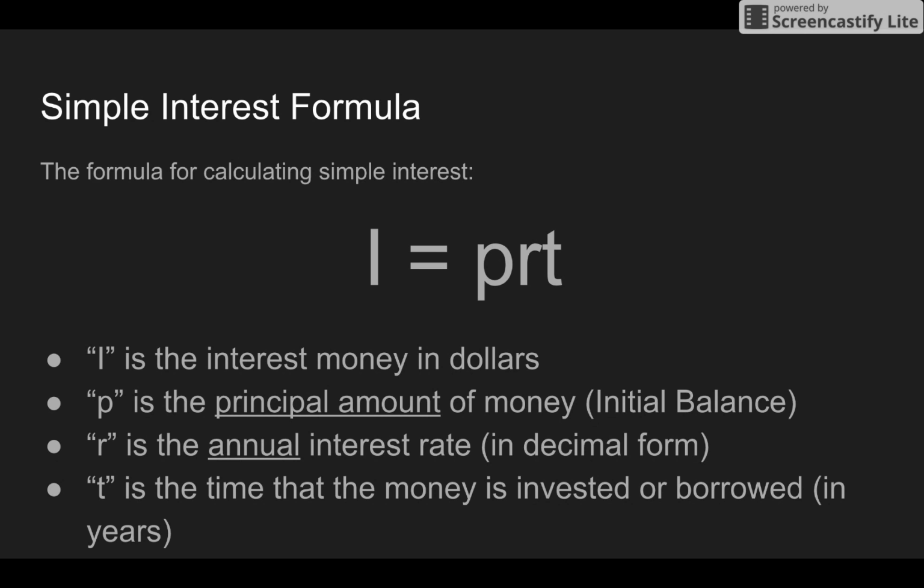The simple interest formula. The formula for calculating simple interest is I equals PRT, where I is the interest amount of money in dollars, P is the principal amount of money or initial balance, R is the annual interest rate in decimal form, and T is the time that the money is invested or borrowed in years. Let's look at a problem.